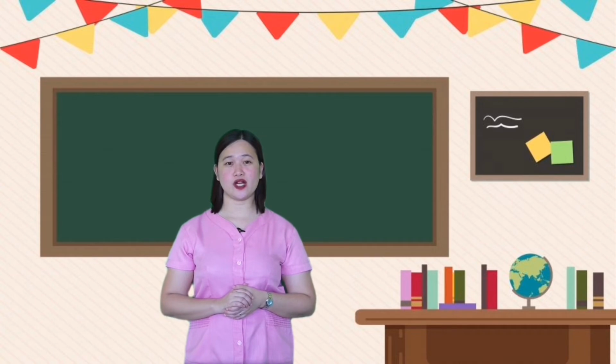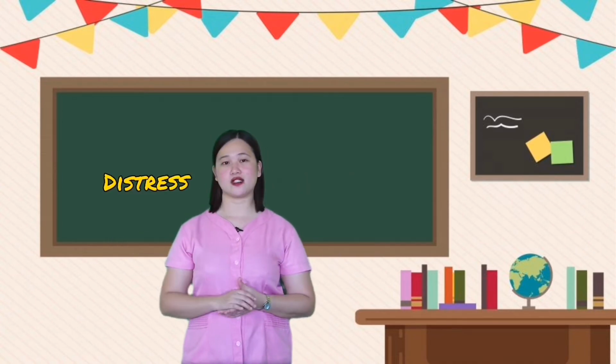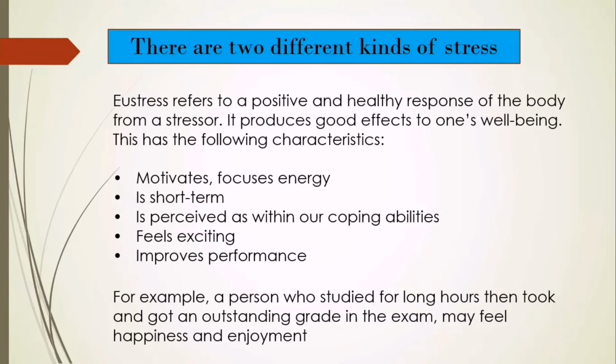There are two kinds of stress, eustress and distress. Eustress refers to a positive and healthy response of the body from a stressor. It produces good effects to one's well-being. This has the following characteristics: motivates, focuses energy, is short-term, is perceived as within our coping abilities, feels exciting, improves performance. For example, a person who studied for long hours then took and got an outstanding grade in the exam may feel happiness and enjoyment.